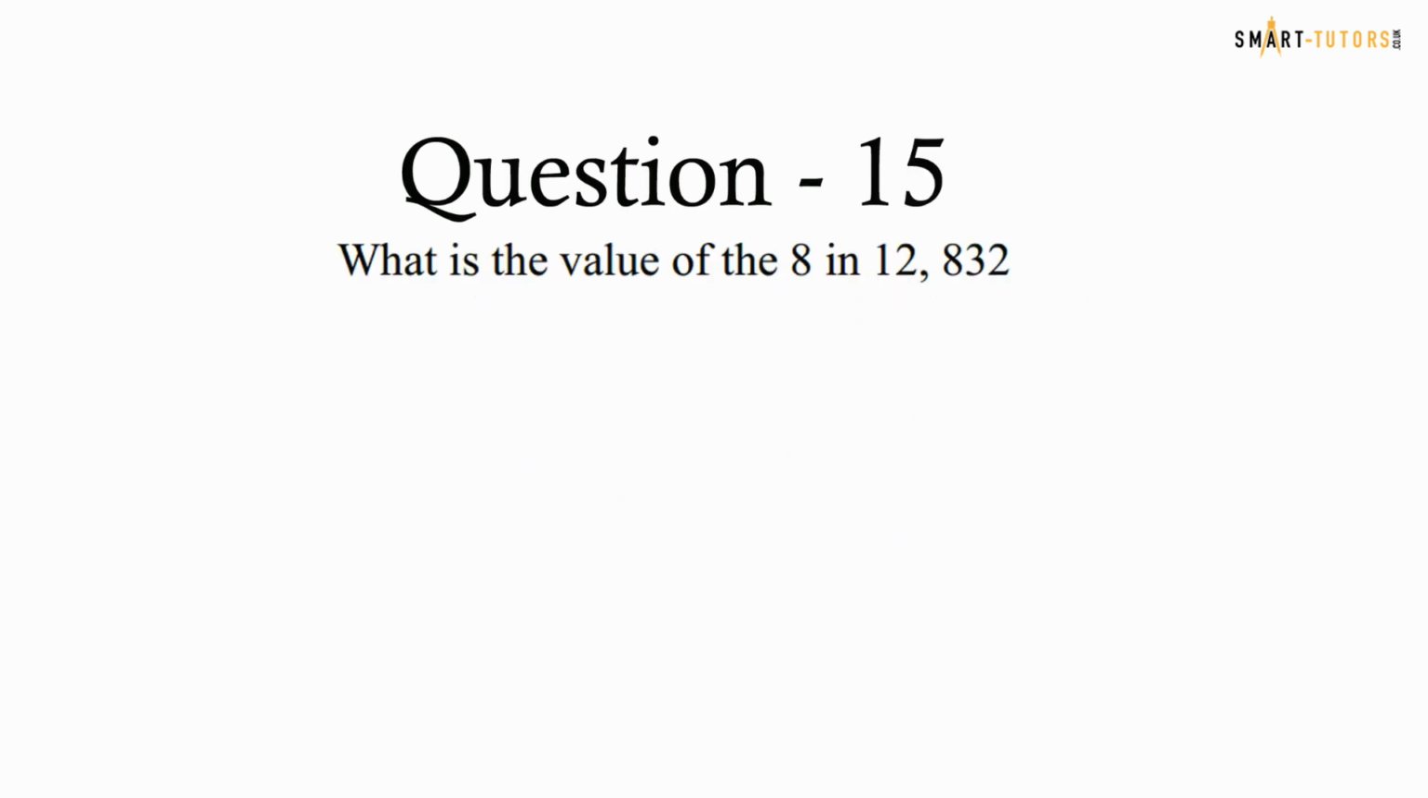Question number 15. What is the value of the 8 in 12,832? 8 is in the ones, tens, hundreds. So 800 is the answer. So we need to be very careful. They're asking the value, right? The place value is only 100, but the value of the 8 is 800. If they ask what is the place value, the third place is only 100, because this is ones, tens, hundreds, but they are asking the value of the 8. That means 8 times 100. The answer is 800.